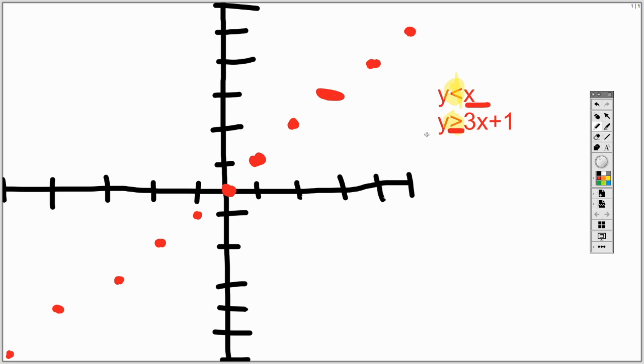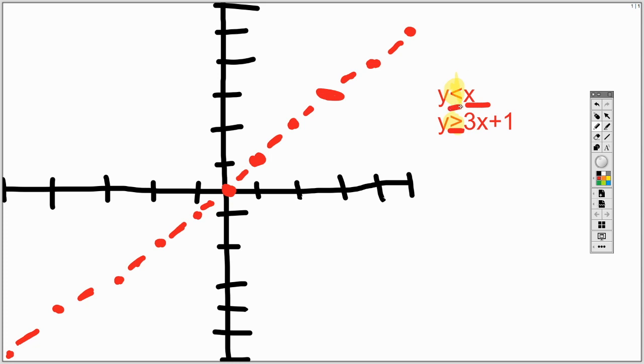However, if it was equal to, then I would just draw the line. But since it is not equal to, you have to put these dashes. You can't just draw a line through it as it's not equal to, it's only less than. So I have to draw these little dashes. And yeah, so I've graphed it.